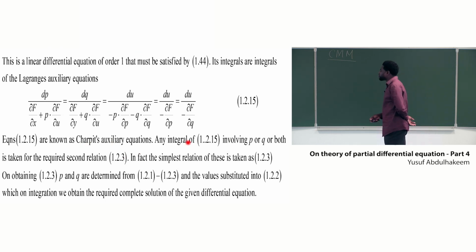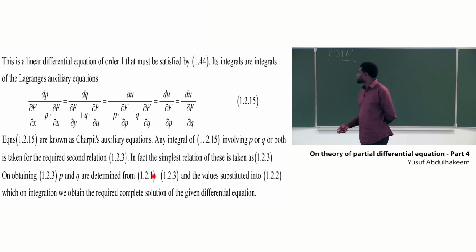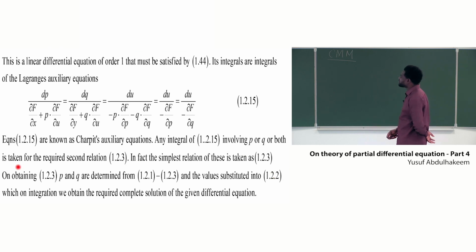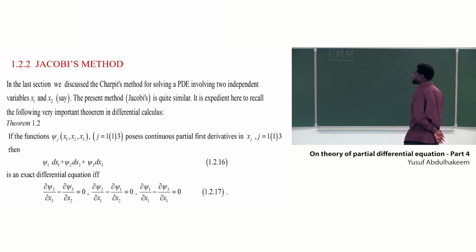Any integral of this involving p or q, or both, is taken for the required second relation. In fact, the simplest relation of this is taken as 1.2.3, and having obtained 1.2.3, p and q are determined from 1.2.1 and 1.2.3, and the values substituted into 1.2.2, which on integration will give the required complete solution of the given differential equation. Then we move on to talk about the Jacobi's method.